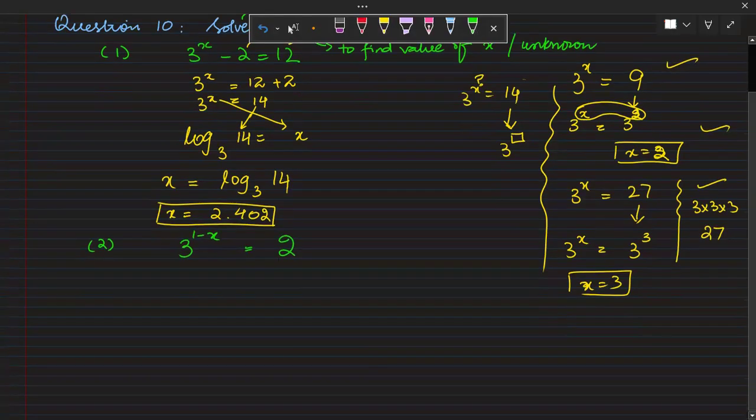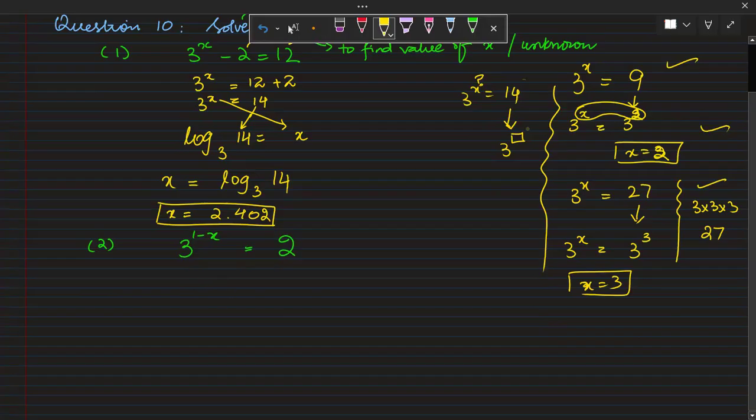The very first step is to see if there is any number that can be shifted to the right side. There is no number, so we can apply logarithm on both sides, or we can shift the bases in the form of log.